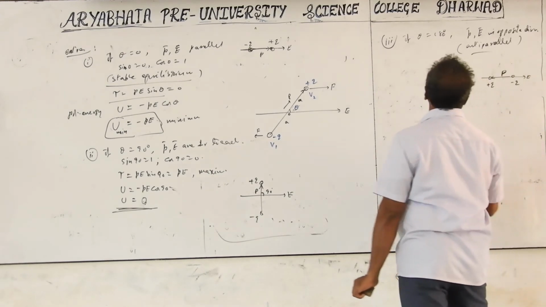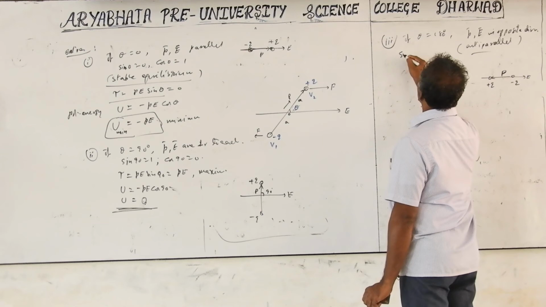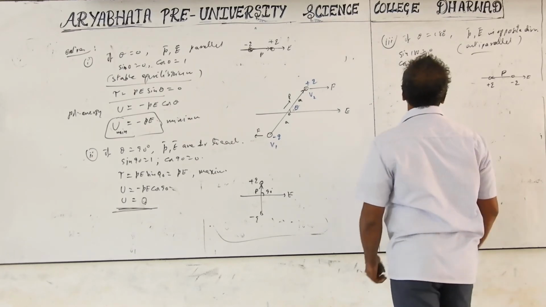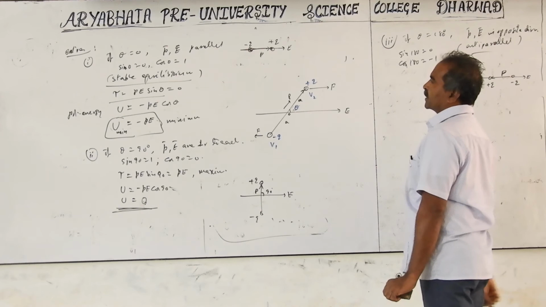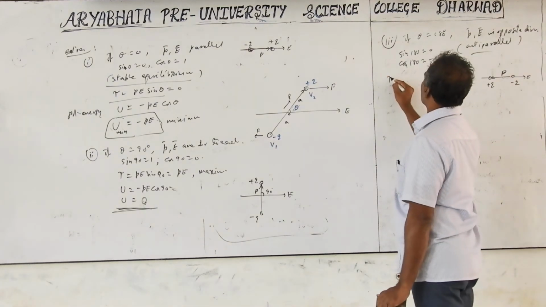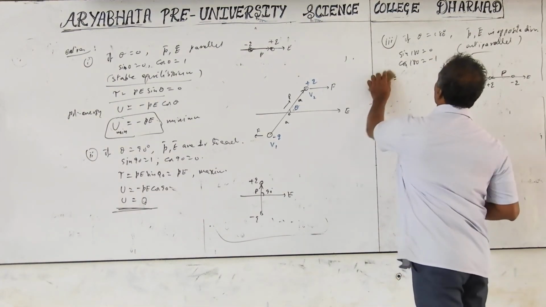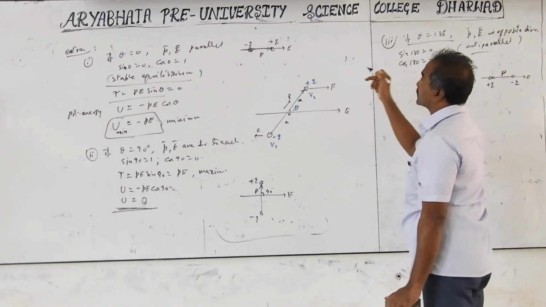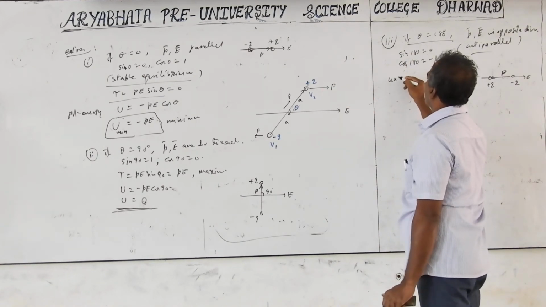In that case, sin 180 is 0, cos 180 is minus 1. Therefore, the torque becomes tau equal to 0, and this is for 180 degrees. The opposite direction is called an unstable equilibrium. That is, the stable equilibrium is theta equal to 0, and the opposite one is the unstable equilibrium.